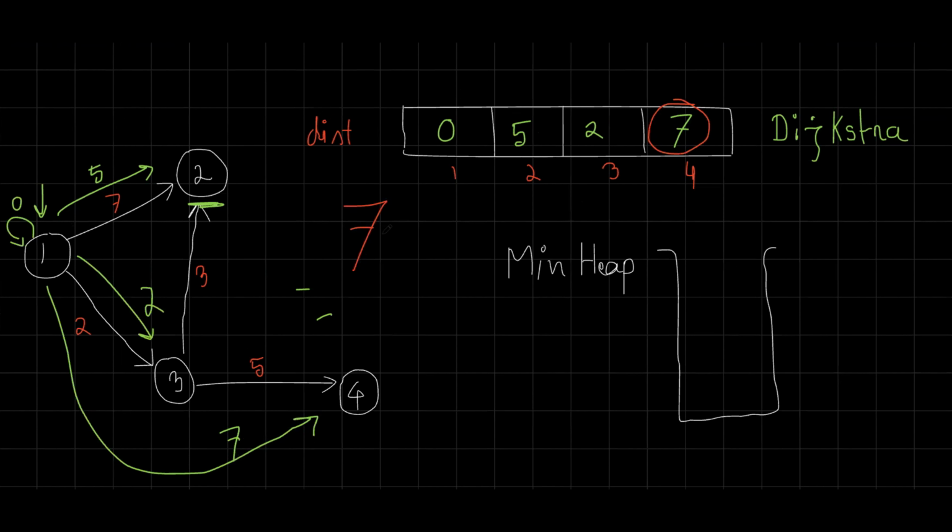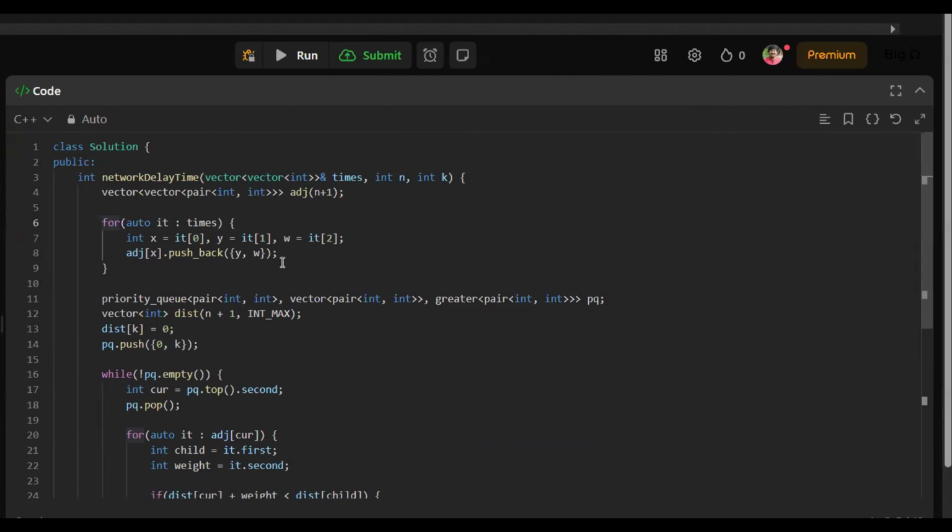I hope you understood how the Dijkstra algorithm basically works here. Now let's move on to the code. Here we are given a function named network delay time, which has a vector of vector, number of nodes and a source node. Now we are making an adjacency list, which is a vector of pair. Now for each of the entries in the vector, we are making the adjacency list, where we are inserting adjacency of x dot pushback y and w. So we are inserting the weight itself.